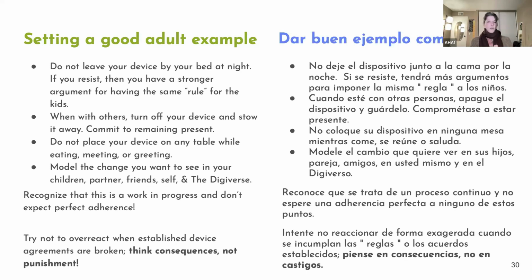Finally, really try not to overreact when established device agreements are broken. Expect it. Expect it to happen over and over again. Expect yourself to break them and expect your children to break them. And for all of you, think consequences, not punishment. Because we're all working on this. And the more we can do it as a team, all facing in the same direction rather than battling against each other, the better it will go. And even if we have a really hard time and we fail miserably, we'll still do it together instead of in battle with each other, which I think is a much better way to struggle. Yes.